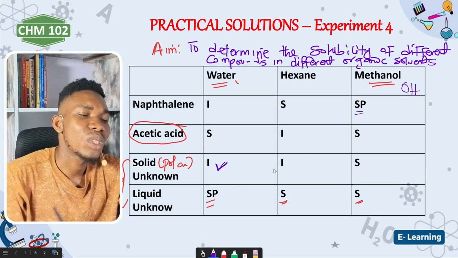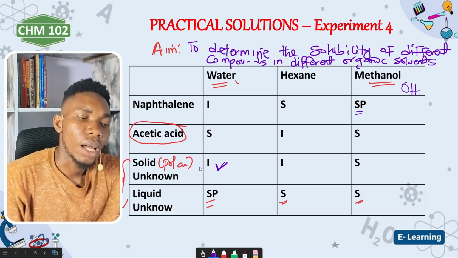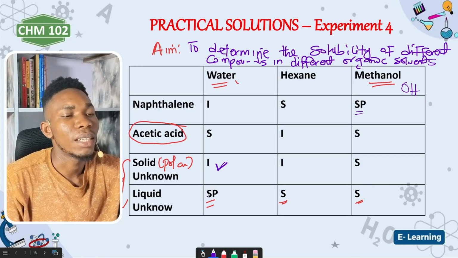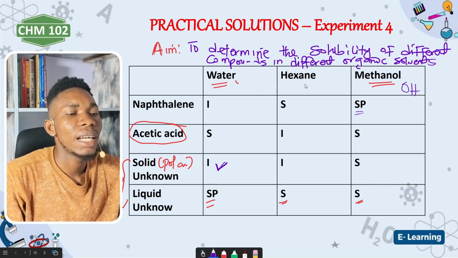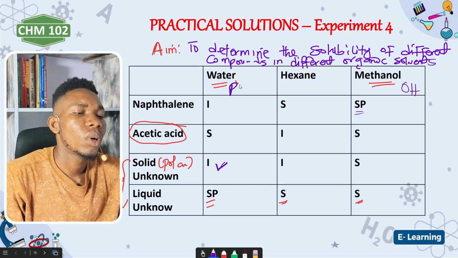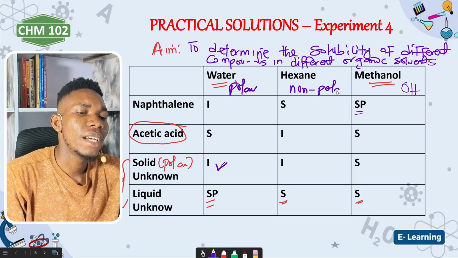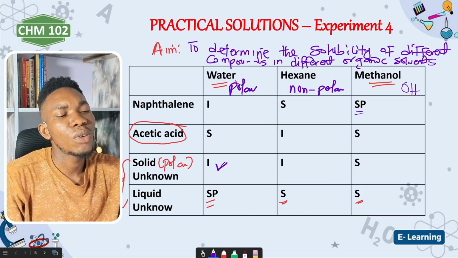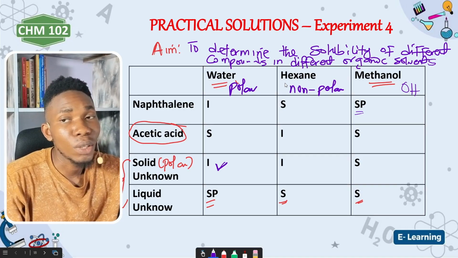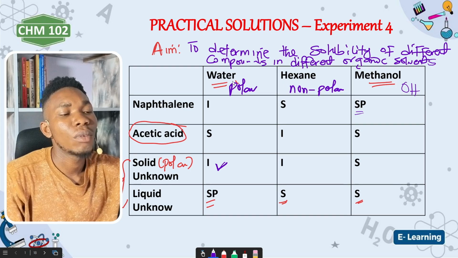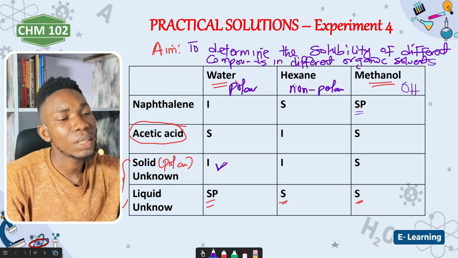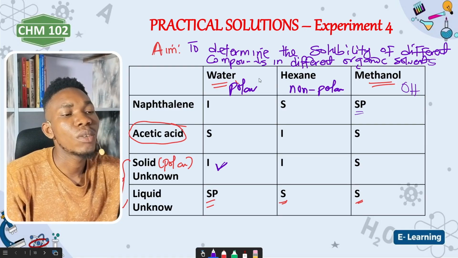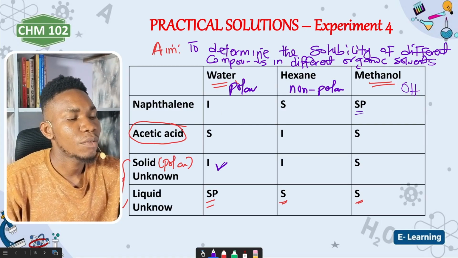I told you that anything that is soluble in water means that thing is polar. If it is not soluble in water, it means that it's non-polar. Because water and hexane are like two extreme ends. Water is polar. Hexane is non-polar. It's very rare for you to see something that will be soluble in water and at the same time soluble in hexane, or insoluble in water and at the same time insoluble in hexane. If it is insoluble in water, it should be soluble in hexane. If it is soluble in hexane, it should be insoluble in water. So that is that for this one.